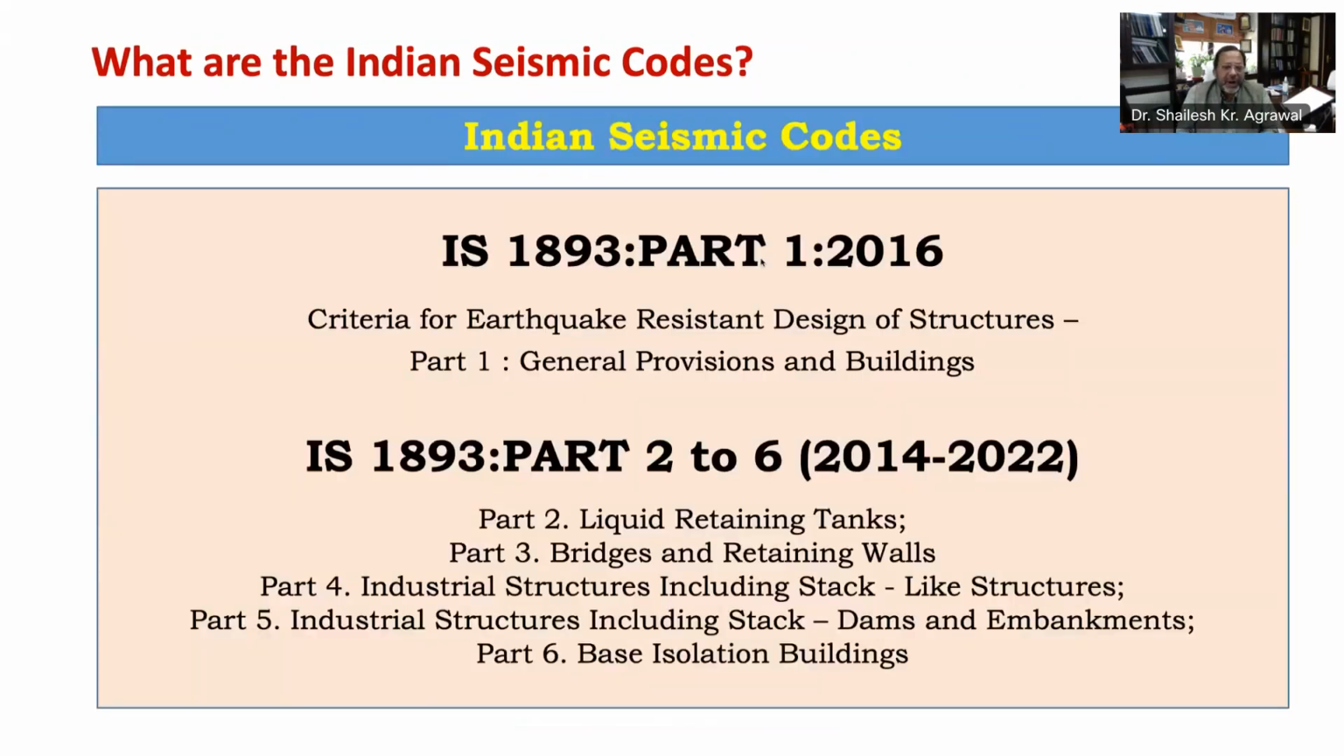IS 1893 Part 1 was revised in 2002 after the Bhuj earthquake and contains provisions that are general in nature and those applicable for buildings. It has 5 other parts. Part 2 covers liquid retaining structures, both elevated and ground supported. Part 3, bridges and retaining walls. Part 4, industrial structures including stack-like structures. Part 5, dams and embankments, and Part 6 is the recent addition, which is on base isolated buildings.